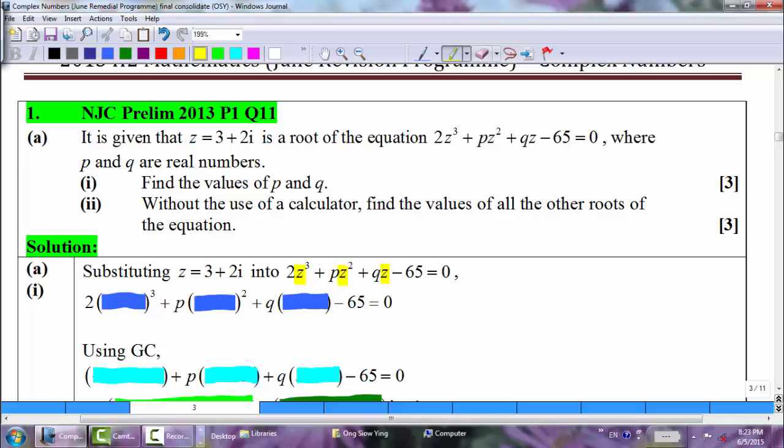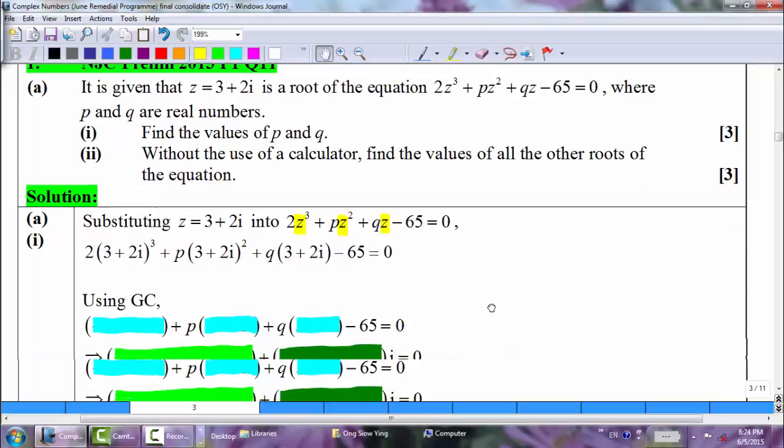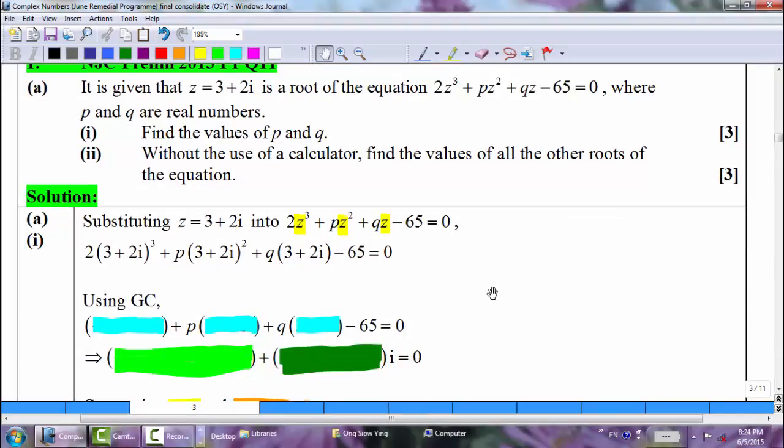And you end up with an equation where Z is replaced by 3 plus 2i, and this equation will consist of two unknowns, P and Q. How are you going to proceed with one equation but two unknowns and solve for P and Q? Well, before we look at it, ask yourself, how are you going to simplify the equation further first before you solve for P and Q?